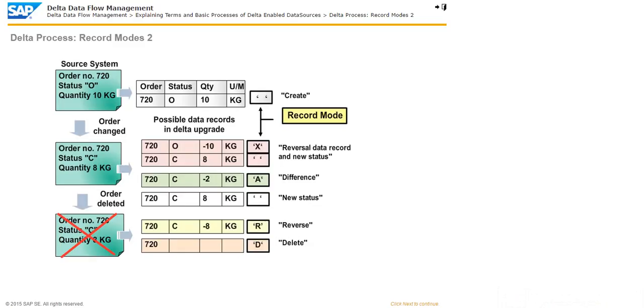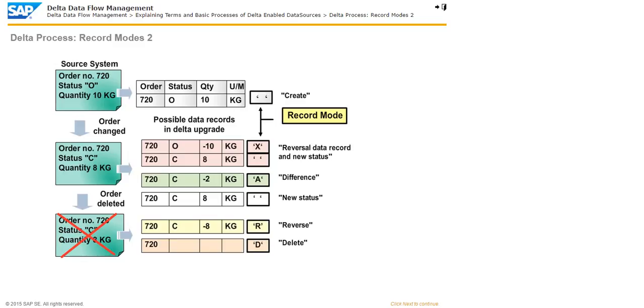There are three options for the data that is transferred to the SAP BW system and how these changes are documented. They are illustrated in the middle of the figure. When the order is deleted in the source system, the SAP BW system can be informed about this in several ways. It can be informed that the record is to be deleted, or it can receive a record with inverse values. The record mode now describes the type of change that a data record contains.